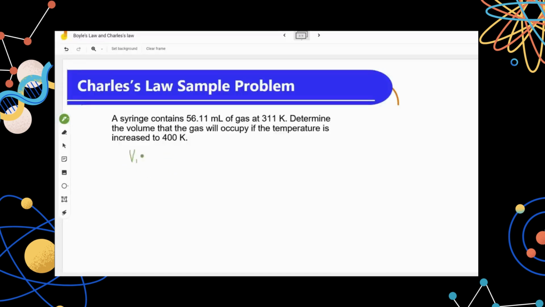So your first volume, your initial volume is 56.11 ml. And then your first temperature or your initial temperature is 311 Kelvin. So for the volume 2, yan po ay nawawala kasi sabi determine the volume that the gas will occupy if the temperature is increased to 400 Kelvin.